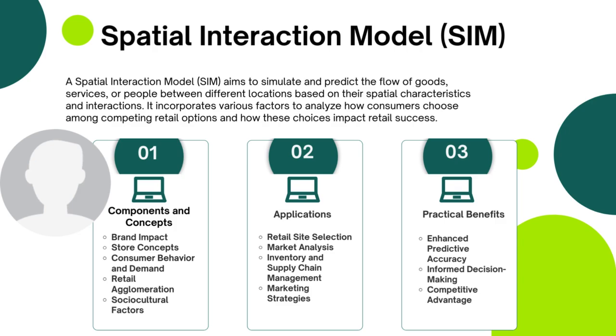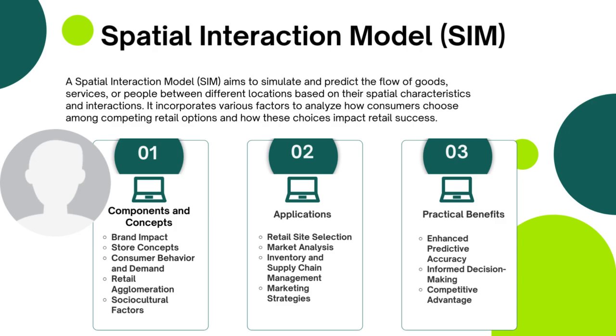It incorporates various factors to analyze how consumers choose among competing retail options and how these choices impact retail stores. The components and concepts of spatial interaction models are brand impact, store concept, consumer behavior and demand, retail agglomeration, and sociocultural factors. These are the factors on which SIM works so that it can give us better and more efficient results.